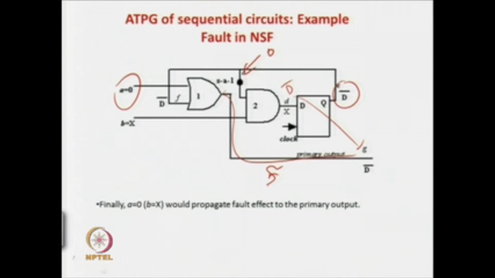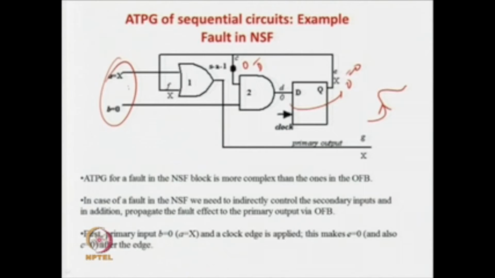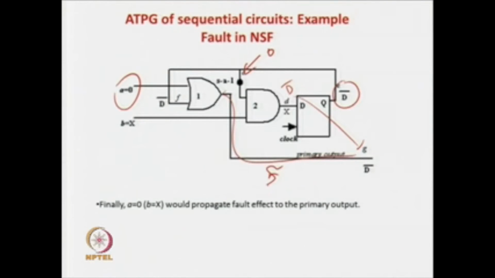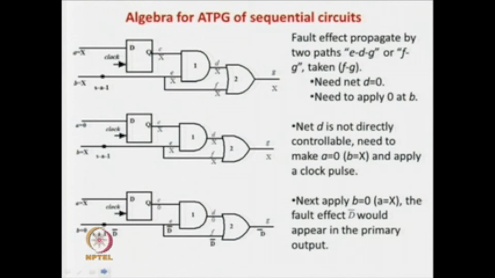So, we are indirectly applying 3 clock pulses. If you see, first a equal to x, b equal to 0, so indirectly you are controlling this value, this one. Next you apply x equal to 1, b equal to 0, so your fault effect is propagating to the output, but the output cannot be observed. So, in the third step, again we put a clock edge, so that it comes out indirectly via your primary output. That is more difficult if you are considering faults at the next state function block compared to the output function block.